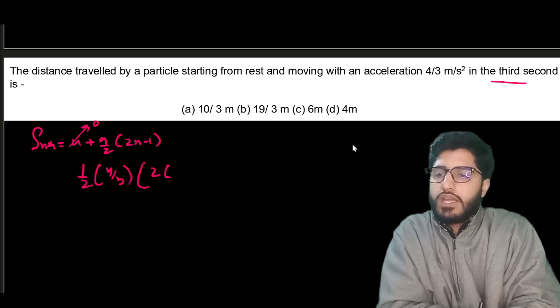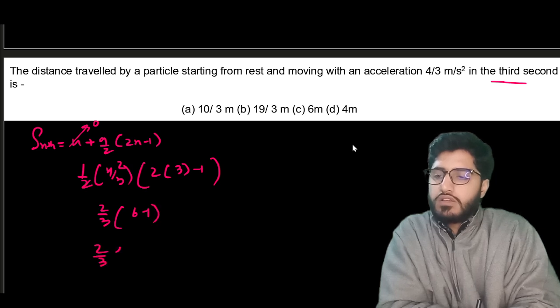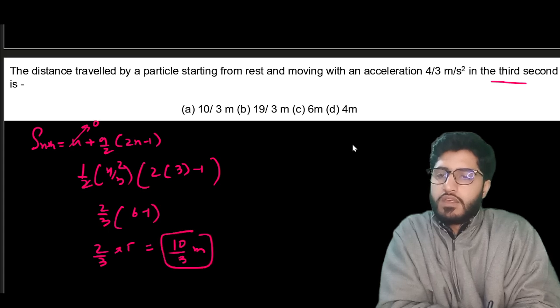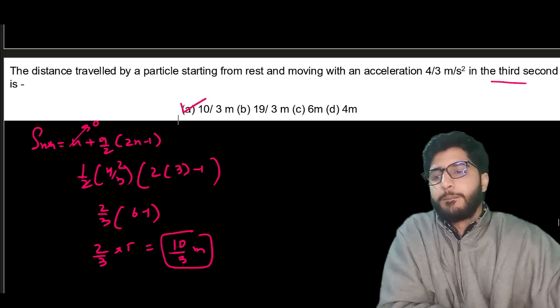Then we have 2n, n is which second? Third, 2 times 3 minus 1. So we have 2 by 3, then we have 6 minus 1. So 2 by 3 into 5. My answer is 10 by 3 meters. 10 by 3, option number A is correct.